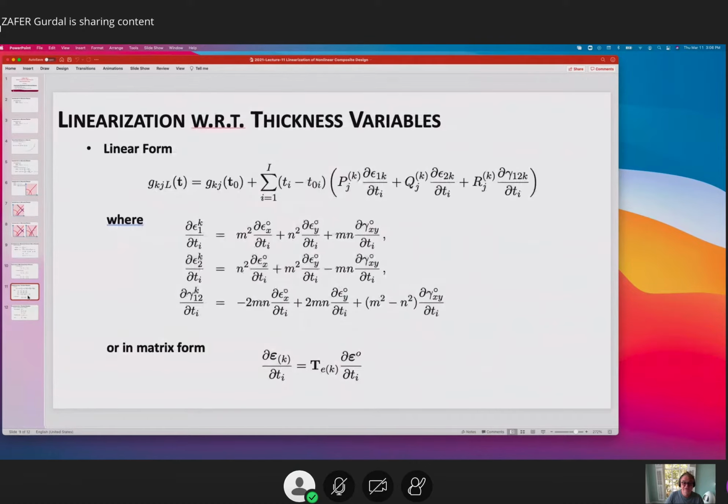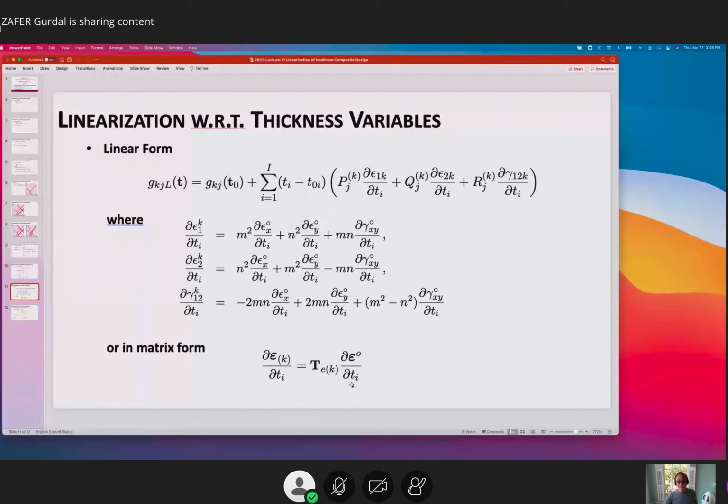And we did some derivation, and we showed that the derivatives of the principal material direction strains with respect to thickness variables, applied thickness variables, are actually nothing but derivatives of the mid-plane strains multiplied by the transformation matrix.